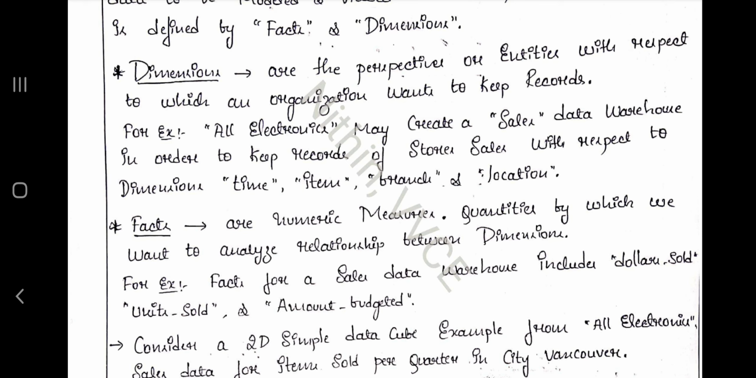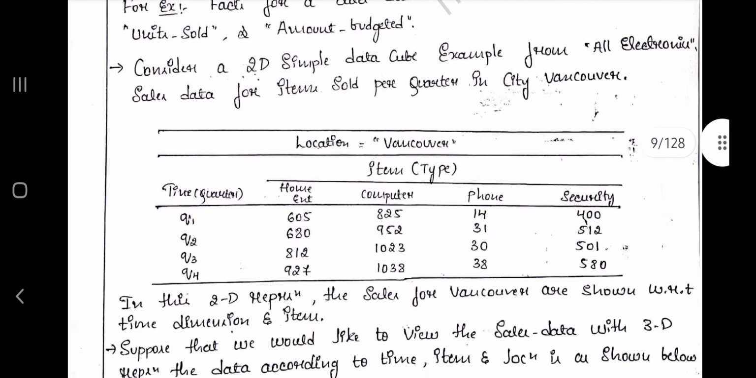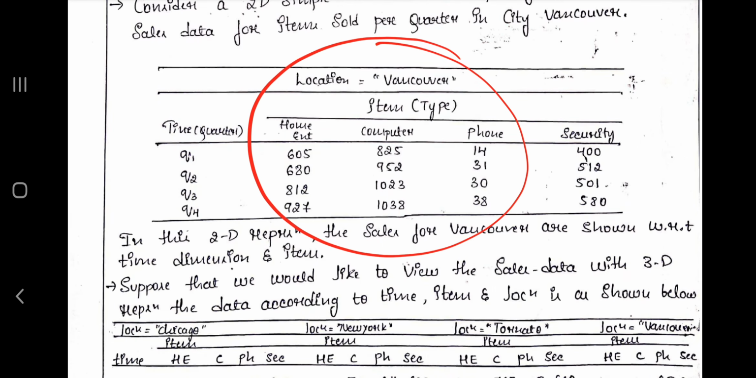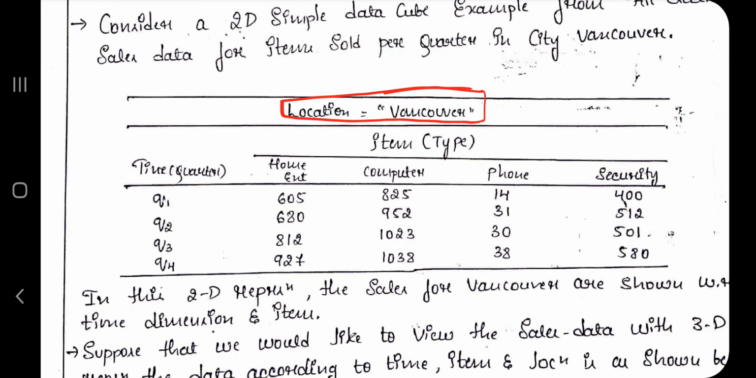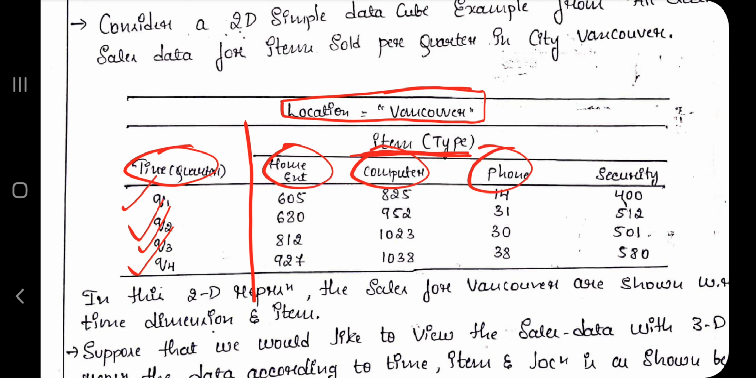Okay, so you have to define what is a dimension and what are facts. And you can give an example also here. In this example, there is a location, Vancouver. Okay, Vancouver is a city. In that the time is given here, Q1, Q2, Q3, Q4, and the item is given like 4 types of items: home entertainment, computer, phone, and security, and the values are given here.